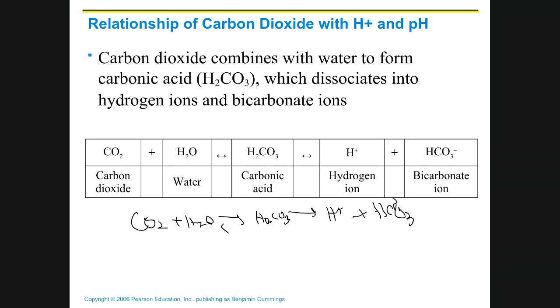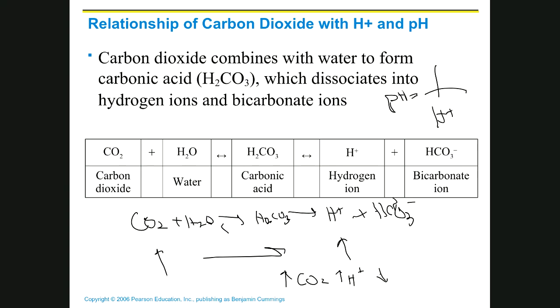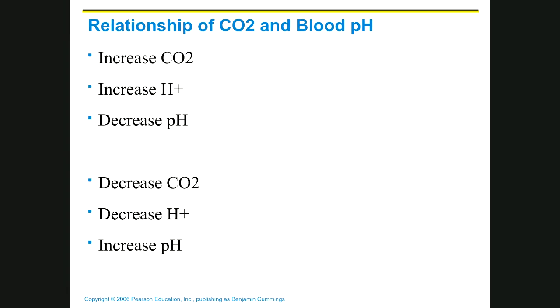I'm getting writer's cramp. So look, if this number goes up, this equation is going to go this way. That also has to go up. So automatically, if I increase carbon dioxide, automatically, hydrogen ions are going to go up. And just because pH equals 1 over the hydrogen ions, pH is going to go down. So we get that. And then just the opposite too.